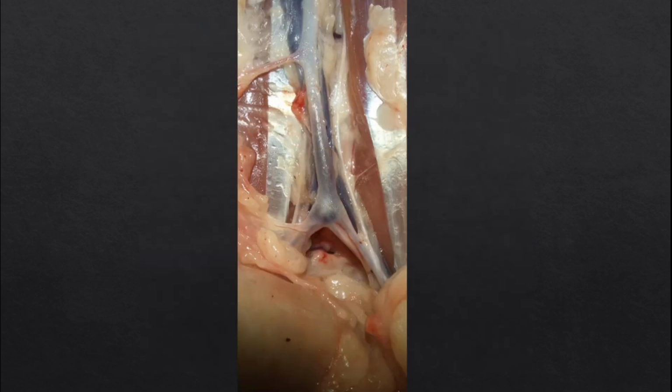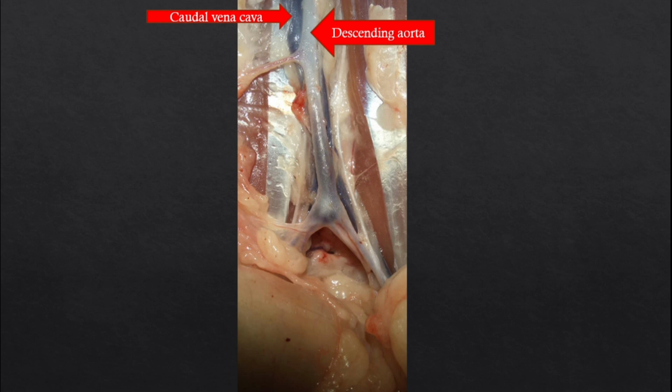We open the abdominal cavity to find the thrombus. This is the descending aorta, and under the aorta we will find the caudal vena cava. This little branch is the caudal mesenteric artery which supplies blood flow to the descending colon and proximal rectum.